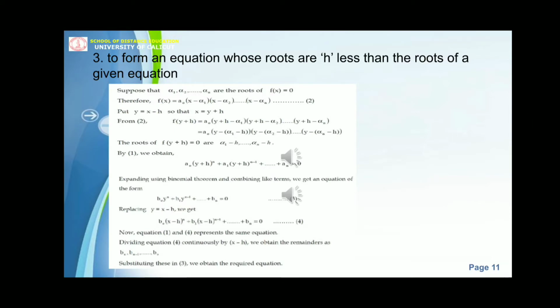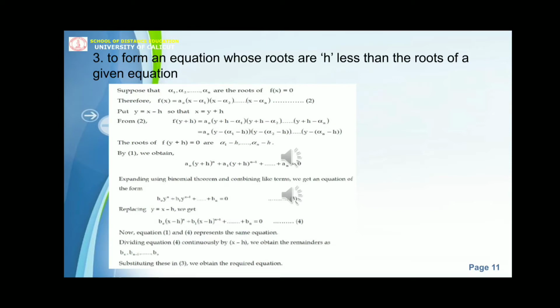The next transformation is to form an equation whose roots are h less than the roots of a given equation. That is, we have to form an equation whose roots are alpha 1 minus h, alpha 2 minus h, up to alpha n minus h. Our given polynomial function is f(x), and we can write f(x) as a product of its factors. That is, f(x) = a0 (x - alpha 1)(x - alpha 2) ... (x - alpha n).